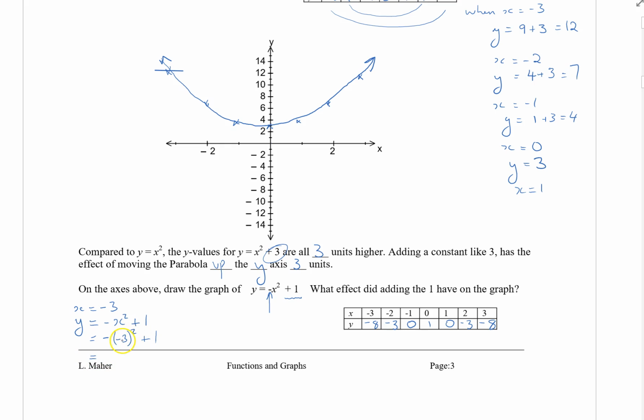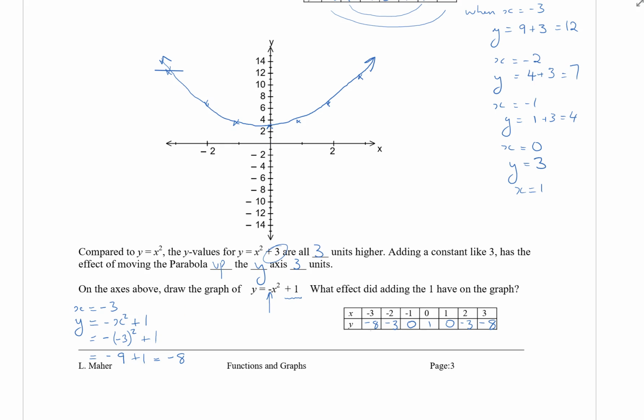We know it's 9, but we must minus it because of this minus here. And then we're going to add 1, and minus 9 add 1, take your calculator if you need to, is minus 8. And that's where the minus 8 comes from. Like I said, if you're having trouble understanding where the minus 3, the 0, the 1 came from, you need to go through that process for each value of x. Now I'll leave that to you to decide if you need to do that.